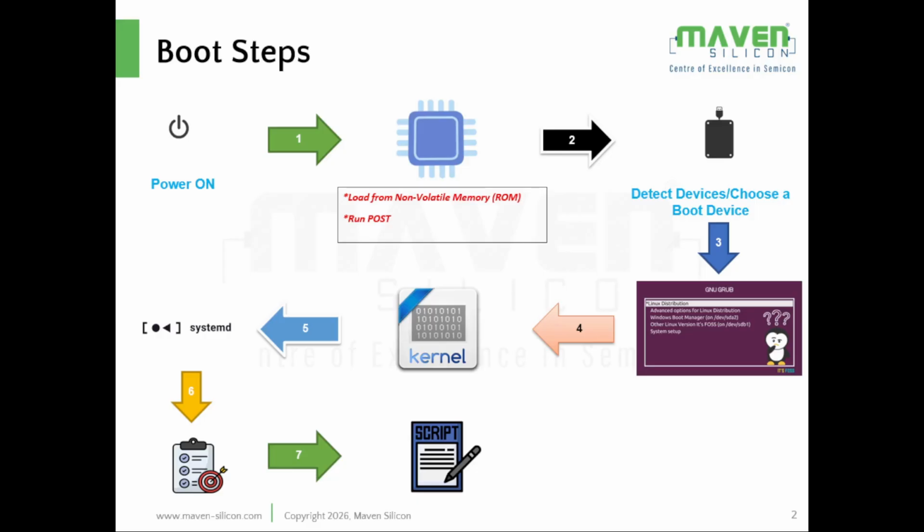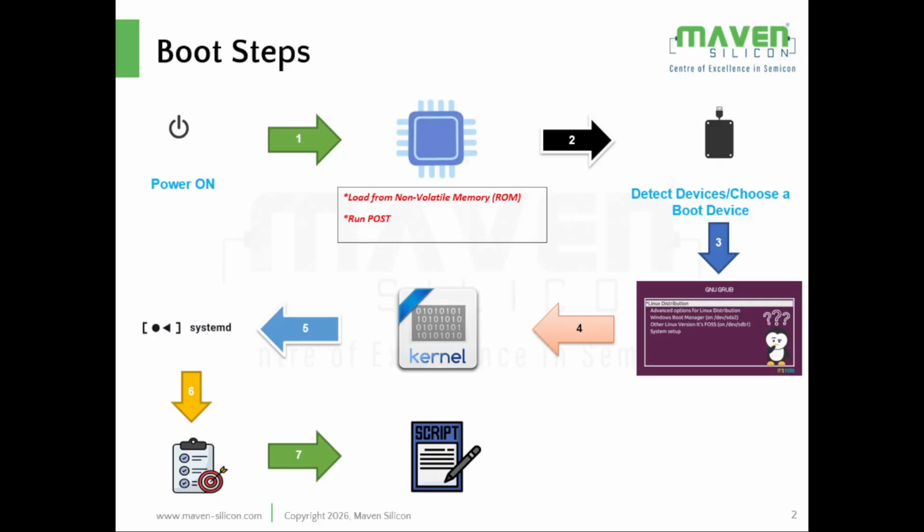Each target contains multiple unit files. These unit files define services, mount points, devices, and more. Systemd reads these unit files and starts services based on the dependencies. For example, the network service will only start after required hardware and drivers are ready.